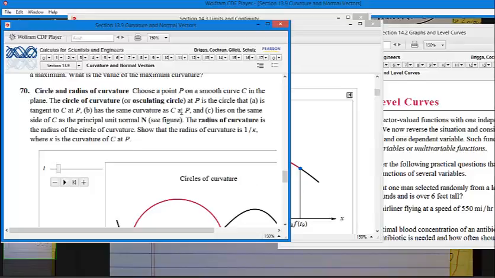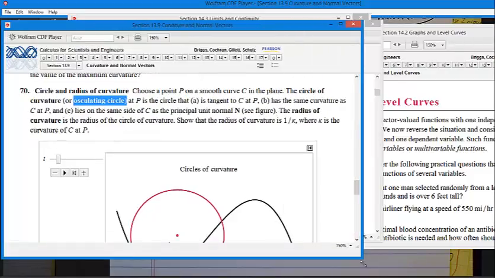So, yeah, this is problem 70. Did I assign this one or no? All right, I want to talk about it for a second. It's called the osculating circle at a point P. This is actually another way of thinking of curvature.